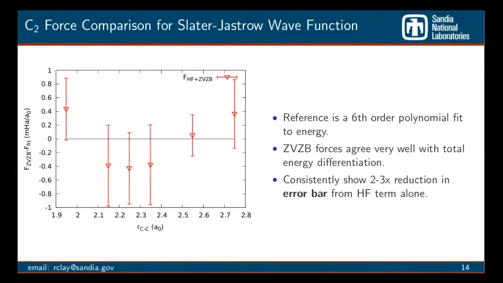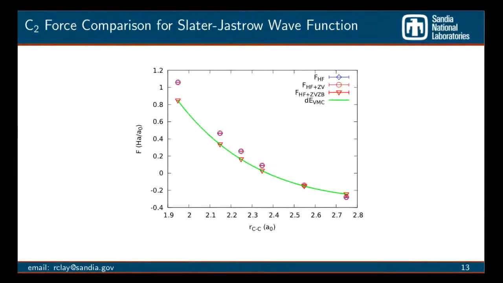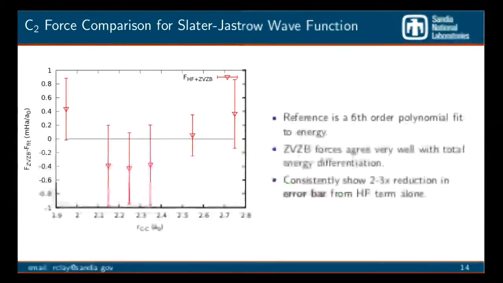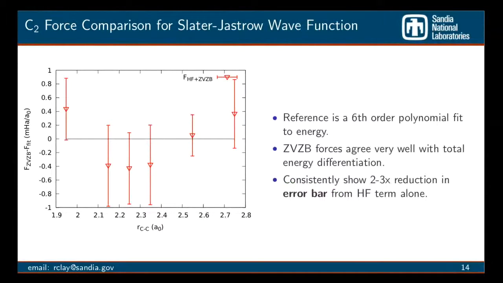Now I'm going to zoom in a lot and look at the error scale on this axis: 0.8 Hartrees per Bohr at the most compressed. In order to even start to see a difference between the fit and the force estimates, we have to go to this scale over here. Even so, the difference between the finite difference and the zero-variance, zero-bias estimators is within statistical error bars. This is 1 millihartree per Bohr, and I still can't really see a difference.